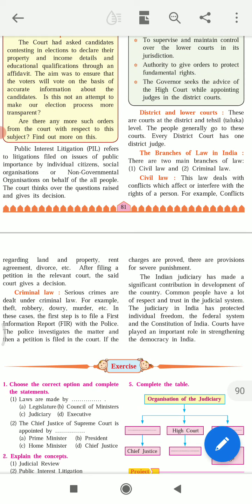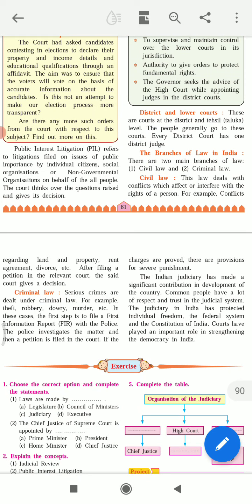Children, there are two main branches of law, that is civil law and criminal law. Civil law deals with conflicts which affect or interfere with the rights of a person. For example, conflicts regarding land and property, rent agreement, divorce, etc. After filing a petition in the relevant court, the said court gives a decision.